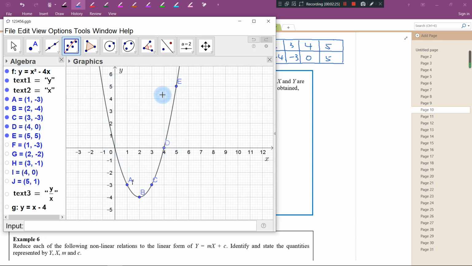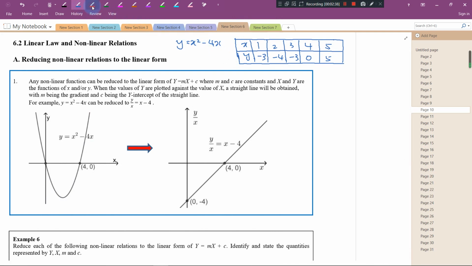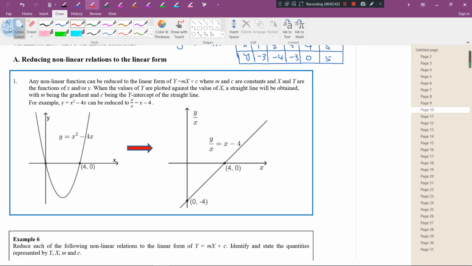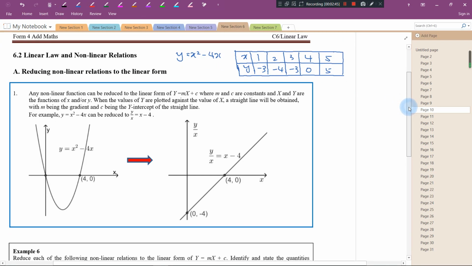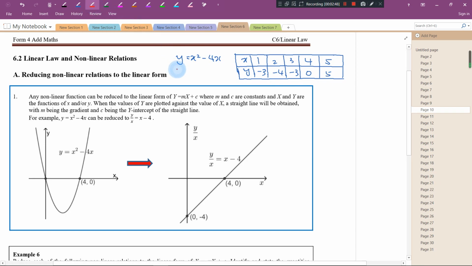So now what we need to do is to change this non-linear relation to linear form. That means after we change it and draw the graph, we will get a straight line. When we talk about a straight line, we always think about y equal to mx plus c. We can write the function in this form, then we will get a straight line. c is a constant, and the m here is the gradient. I hope that you still remember.